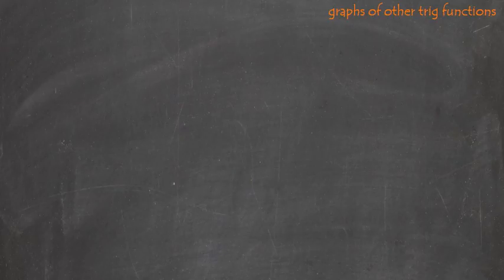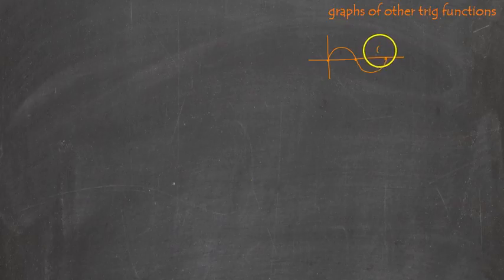Okay, so now that we have a good handle on graphing sine and cosine functions, let's look at graphing some of the others and start with the easiest. Let's start by looking at the graph of the inverse of sine. So I've sketched a sine function in here and marked a couple of points.